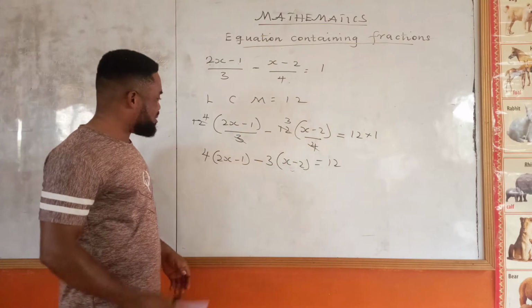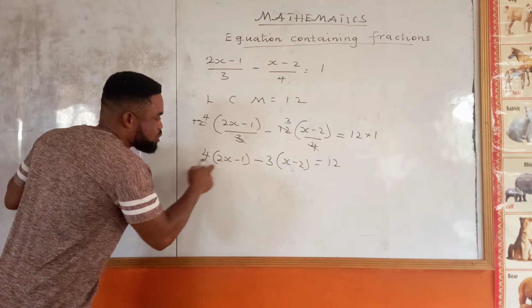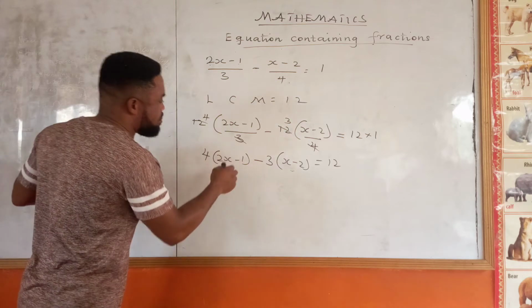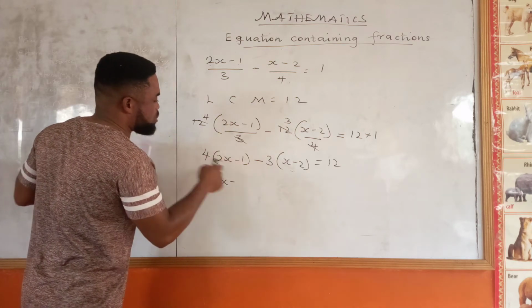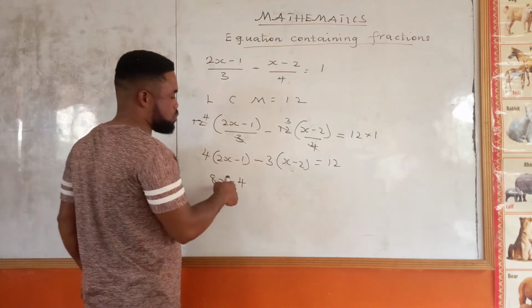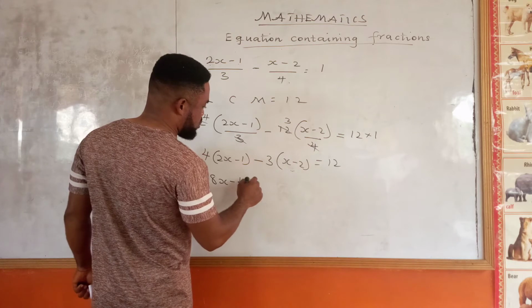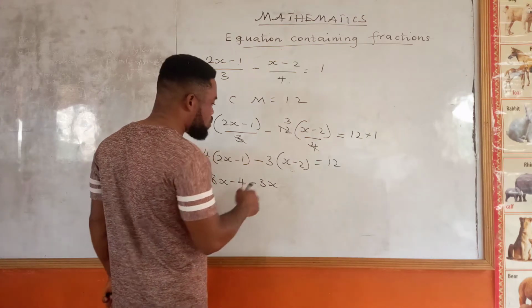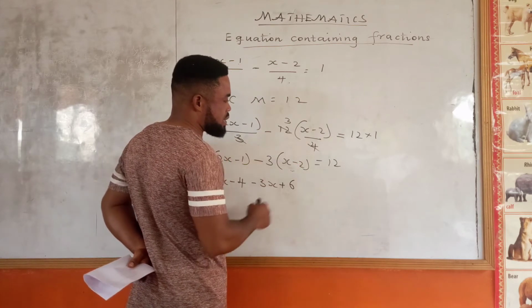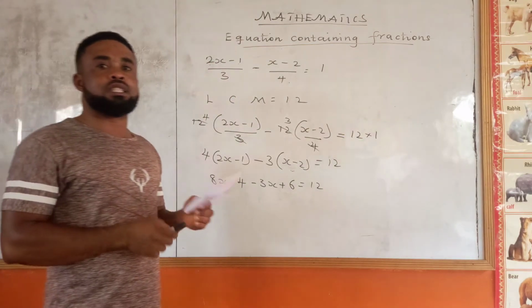Okay, so let's break the bracket. So 4 times 2, they are all positive, so it will give us a positive number. So 4 times 2 will give us 8x. Then minus what? 4 times 1 is 4, and it is negative here, so it should be negative 4. Then negative and positive, so negative 3 times x should give us negative 3x. Negative 3 times negative 2 should give us positive what? 6, equal to 12.